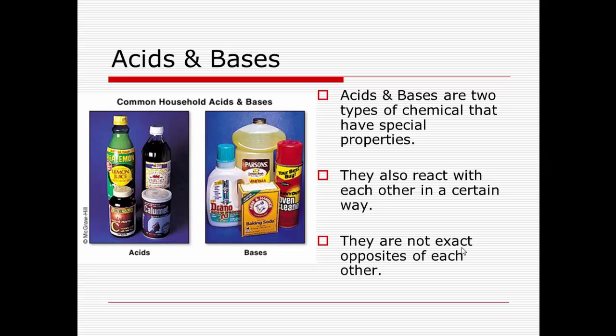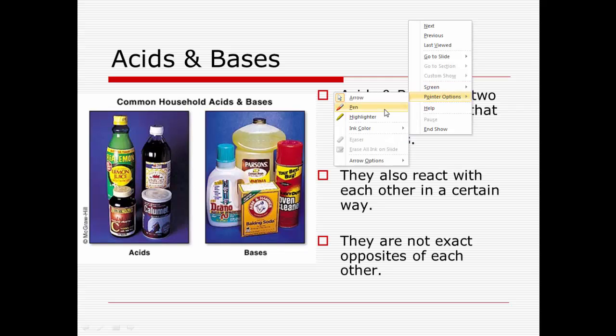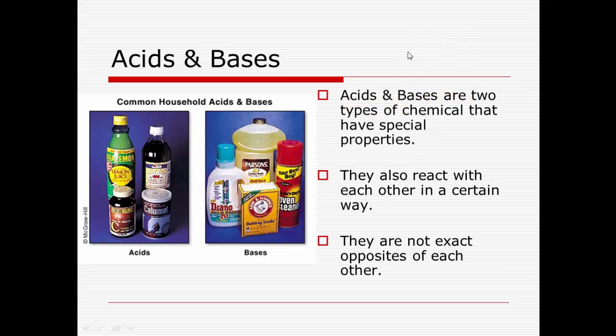So to start off, you've probably heard a lot about acids and bases before. Basically, they're two categories of chemicals that have some special properties. They react with each other in a very certain way, and something to keep in mind is they're not necessarily exact opposites of each other. A lot of people think that because acids will burn you and we hear that they're dangerous, then bases must be the opposite. They must be harmless. Well, that's not really true. As you can see in the pictures here, Drano is an example of a base, and obviously that's not harmless. So there's a wide spectrum of acids and bases that we'll talk about.